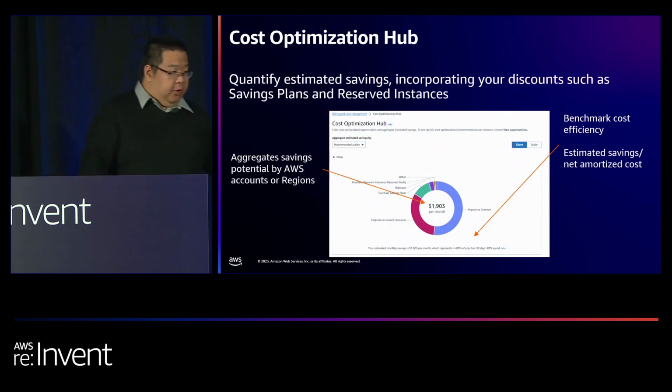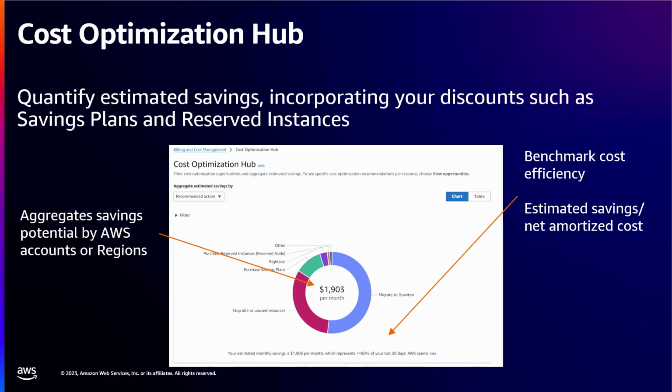So yeah, we just talked about how you're able to aggregate savings potentials by AWS accounts and AWS regions. You'll be able to see the estimated savings opportunity, and you can benchmark the cost efficiency by dividing the estimated savings, which is the number in the center of the donut chart, by your net amortized cost over the last 30 days. That's essentially how much you can save divided by how much you're spending, and that's a ratio.